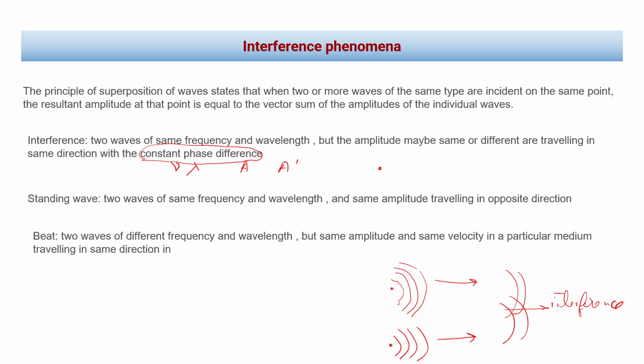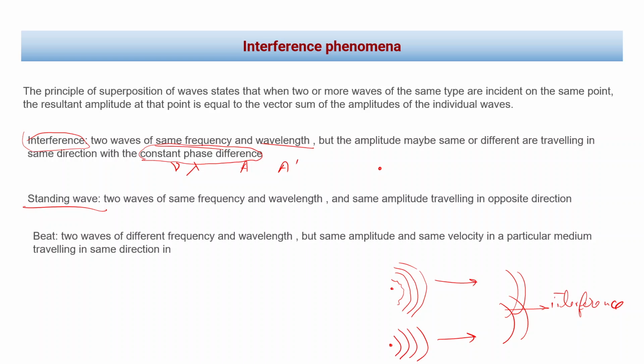So the condition here is they should have the same frequency and the same wavelength. And the phase difference, either their phase can be the same or there can be some difference, but that difference should remain the same throughout. From the beginning of that wave till the end where they are interfering, that phase difference should remain constant. Then we can observe interference, which we will be discussing in detail in today's session.